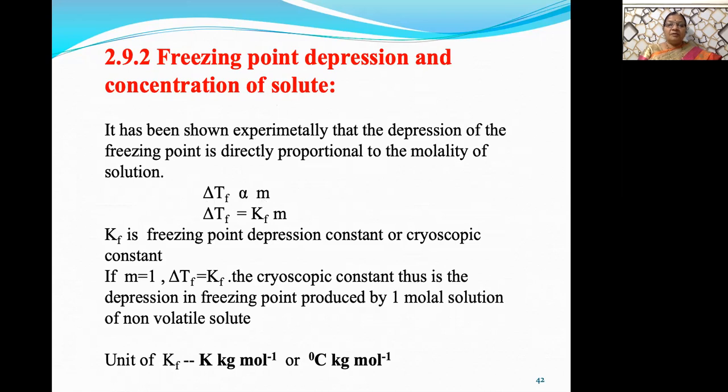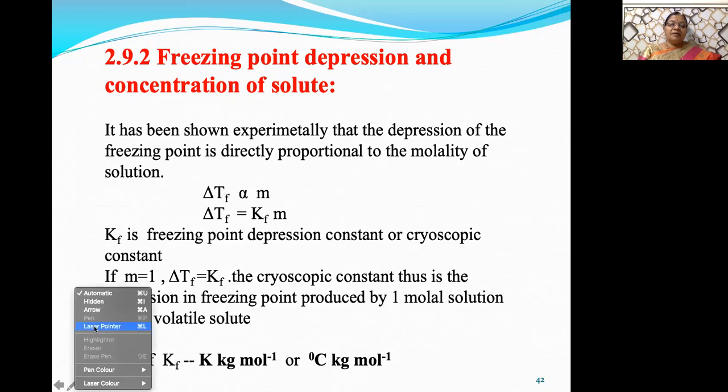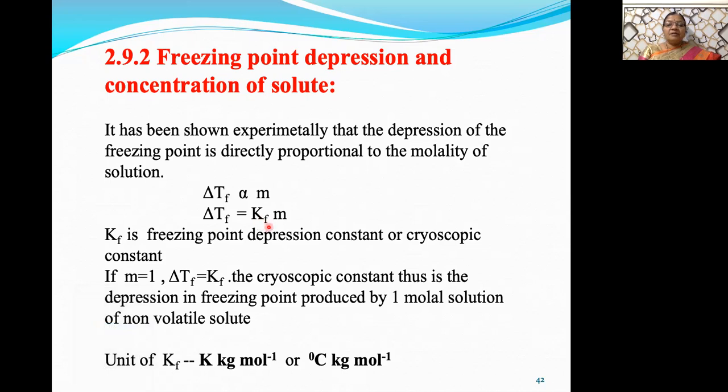If you remember, in the case of boiling point elevation, which was the relation? Instead of delta TF, there was delta TB, elevation in boiling point, directly proportional to molality, as both are colligative properties. Removing the proportionality sign, delta TF is equal to KF into m. That is the constant KF. Instead of KF, in the previous colligative property, there was KB. Now this KF is known as the freezing point depression constant, or the cryoscopic constant.